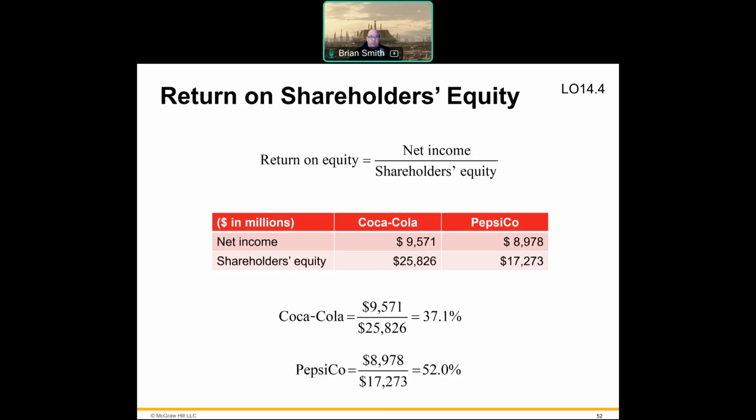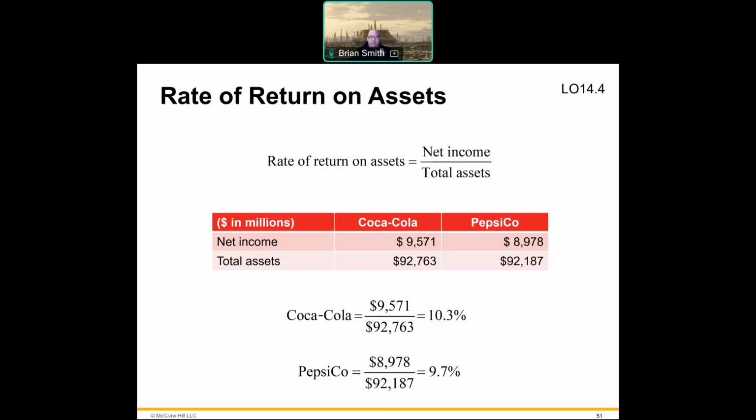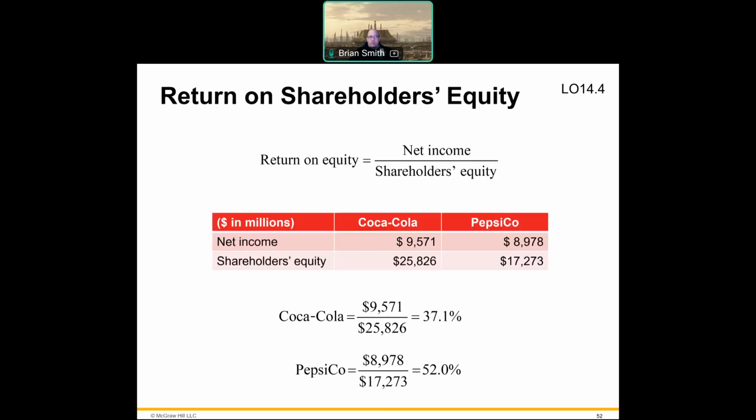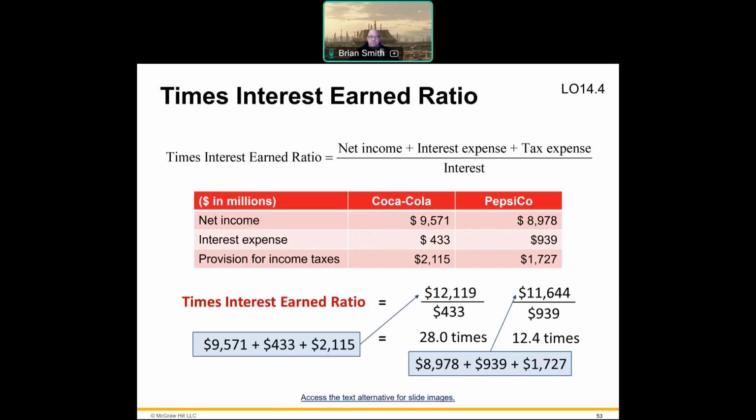Return on shareholder equity. Pepsi's bringing home the bacon, though, as far as a percentage. Even though Coca-Cola had more, PepsiCo has less shareholder equity and therefore is able to give more of the net income to their shareholders. What's important to you as an investor? Is it stability, return on assets and debt to equity ratio, or is it profitability, having more money on your equity? Times interest earned: how many times you're earning that interest?